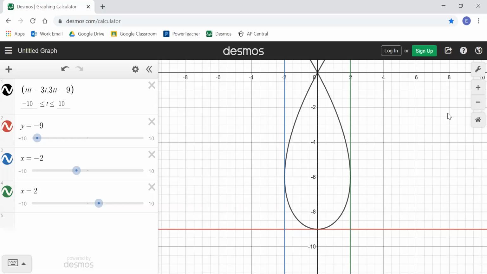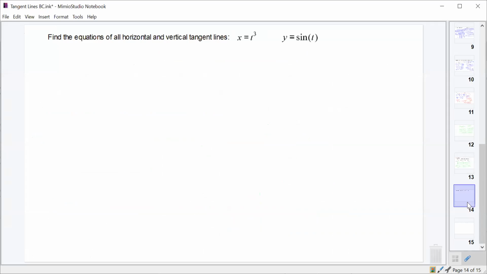Any questions there? All right, let's do another one. T cubed for x and sine t for y.